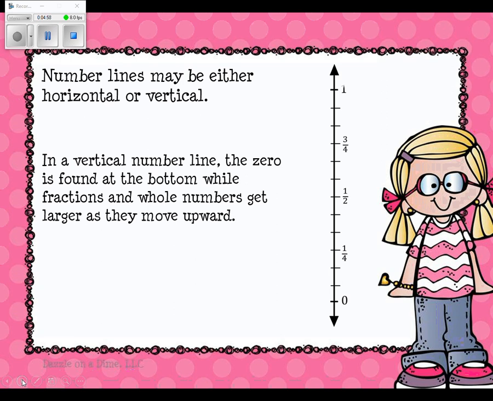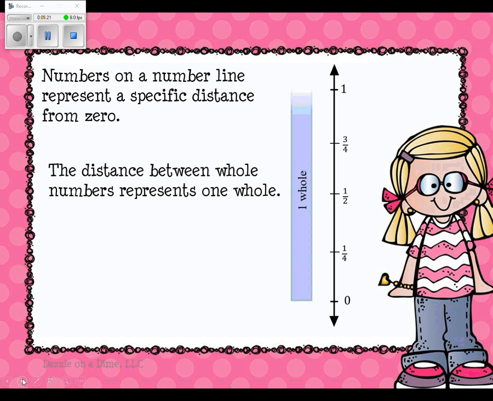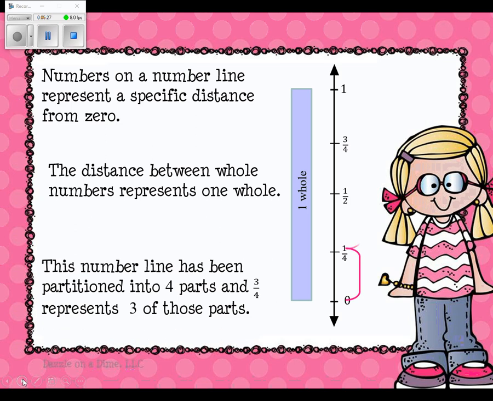If you don't like the way these look or they're confusing to you, then I would write them the other way. Numbers on a number line represent a specific distance from 0, which we know. It's just written a different way. The distance between whole numbers represents one whole, which you already knew. The number line has been partitioned into 4 parts, and 3/4 represents 3 of those parts, and 1 would represent all of them. 2, 3, there we go.